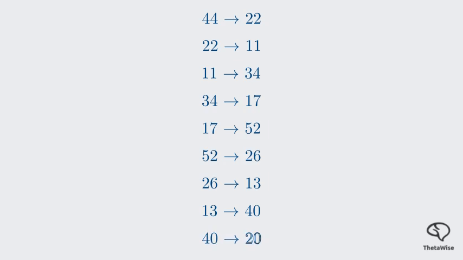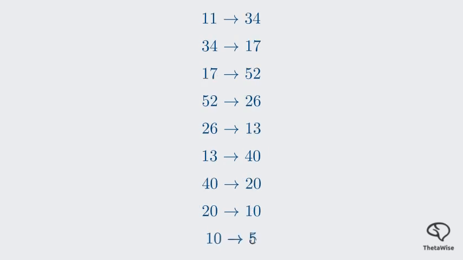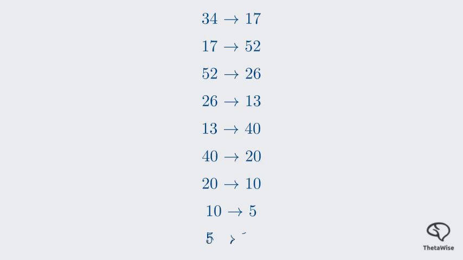40 divided by 2 is 20. 20 is even. 20 divided by 2 is 10. 10 is even. 10 divided by 2 is 5. 5 is odd. 3 times 5 plus 1 equals 16.